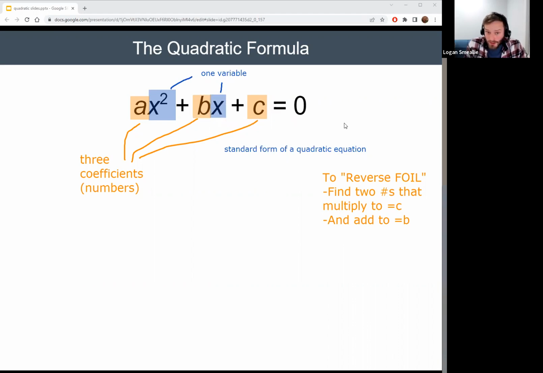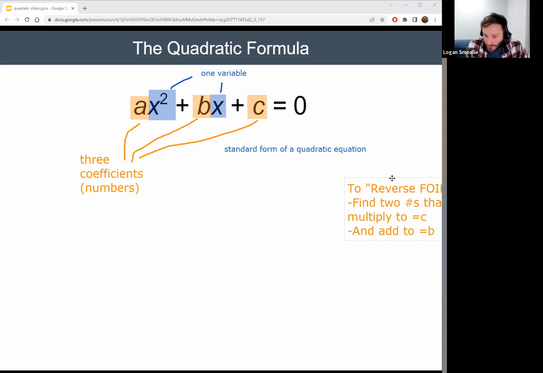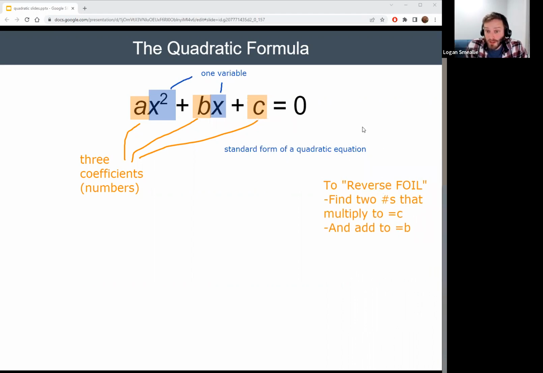But what if you can't do this? For example, what if C was like 17 and the only factors of 17 are 1 and 17 itself? And what if B was something that is not the sum of 1 and 17? You can still solve it, technically. It's just a little bit more annoying. And what if A is in the mix? We haven't even seen this yet, but it is possible to see something like 2x squared plus 4x plus 7, just making this up. It is possible to have this coefficient there on top of the x squared.